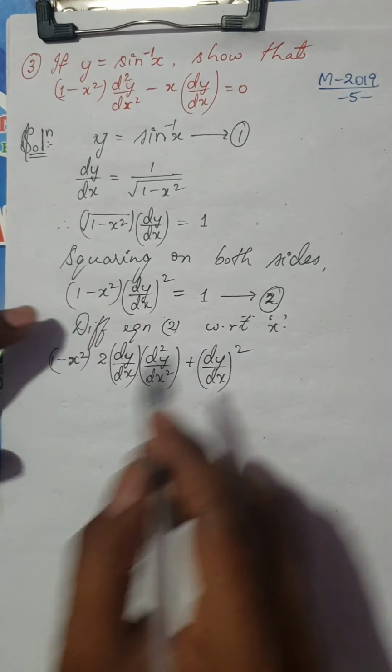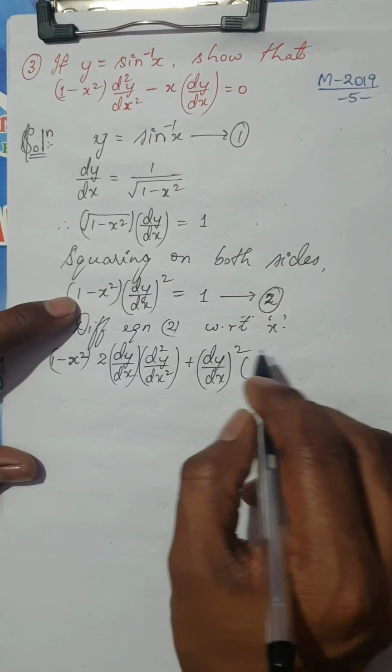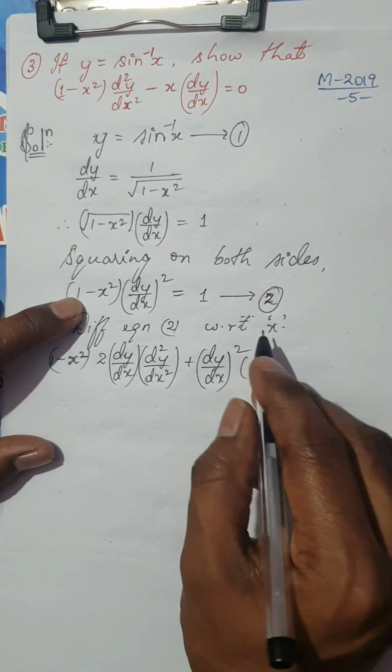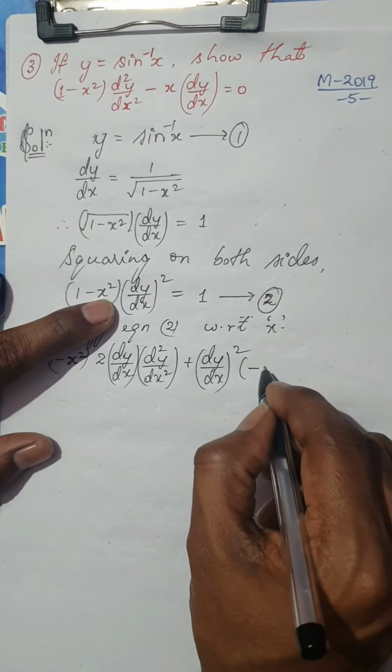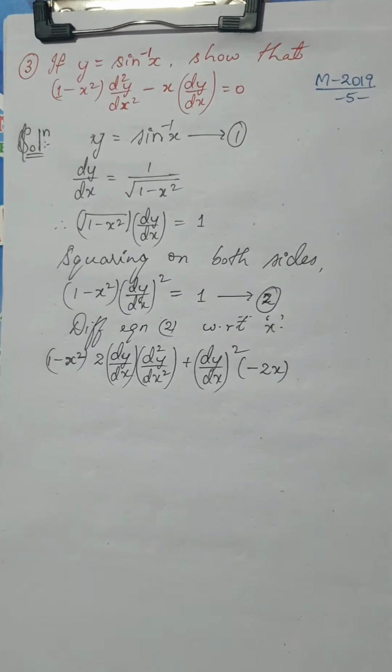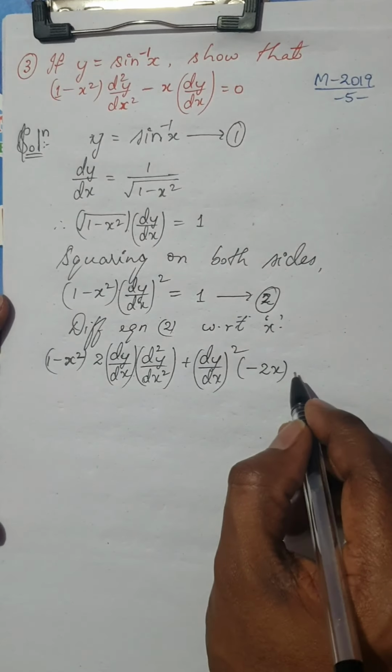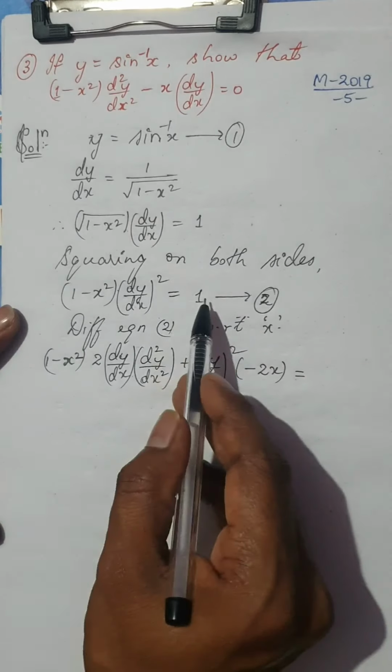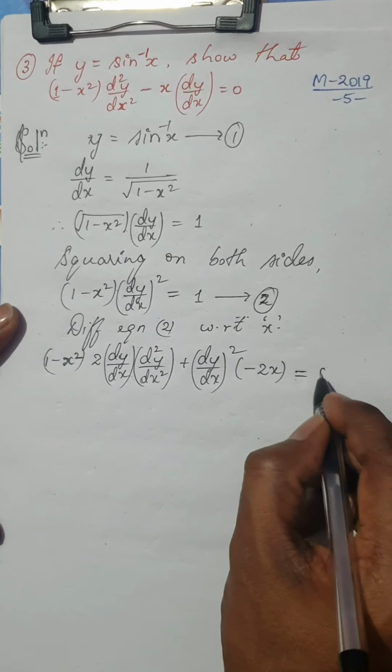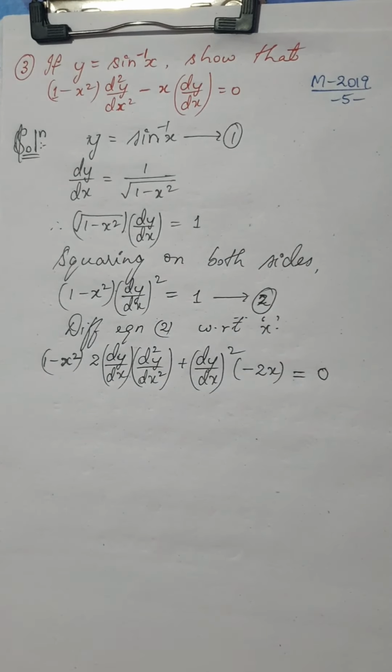Is it clear? Now differentiate 1 minus x square. So the derivative of 1 is, we know, 0. So minus the derivative of x square, which is 2x, isn't it? So this is equal to, now the right hand side is 1. We know 1 is a constant, its derivative is 0.